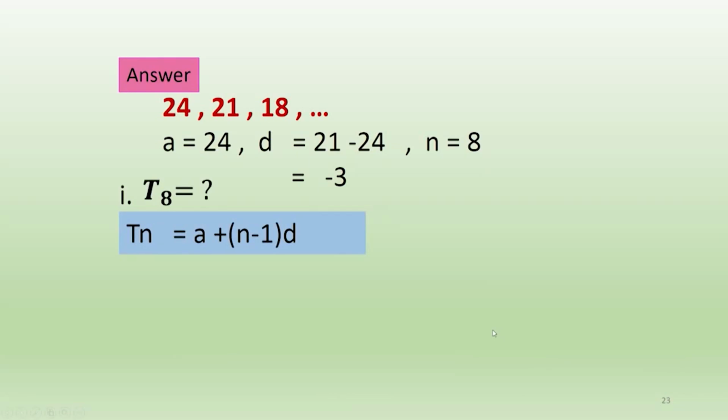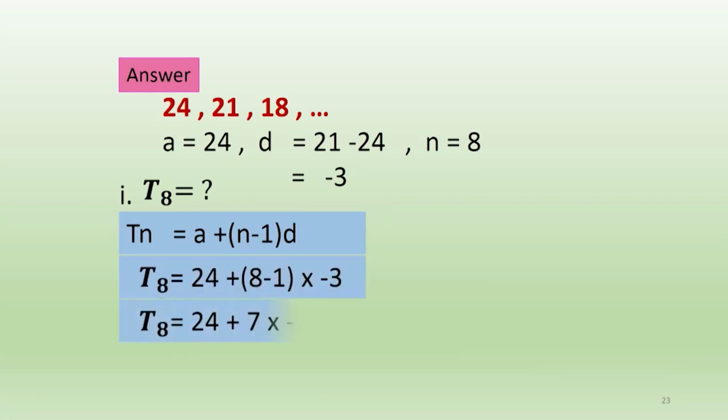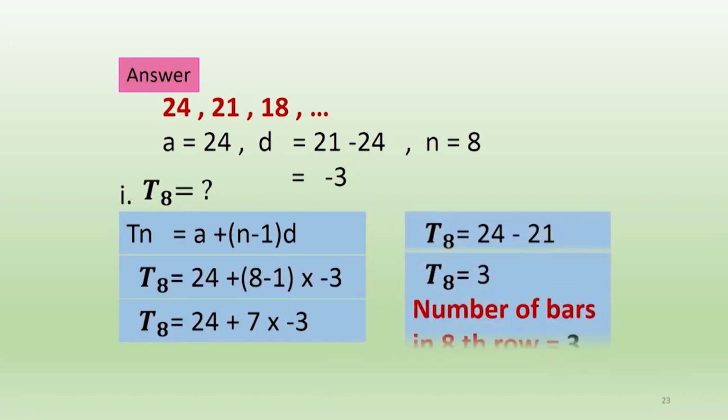Tn equals a plus n minus 1d. For that we have to substitute these values. Let's see. A is 24 and n is 8, and we have to simplify it correctly, and we got T8 is equal to 3. What's that?